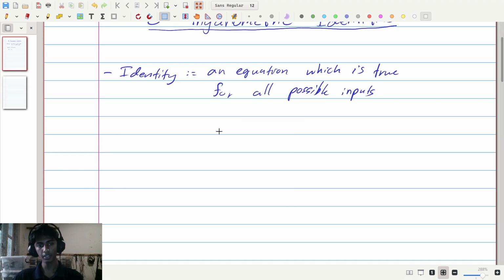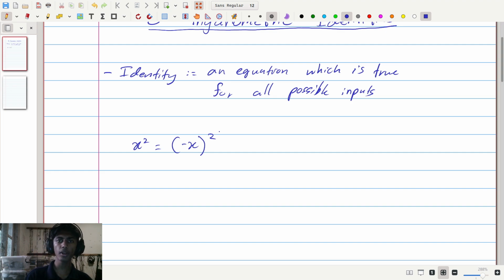Considering another example, an identity would be something like this. X is equal to x. X is equal to x is an identity because no matter what value of x we substitute into here, we get a truth. X on the left is equal to x on the right. Similarly, something like x squared is equal to negative x, squared, is also an identity. It is always true. No matter what value of x you substitute into here, it is always true.